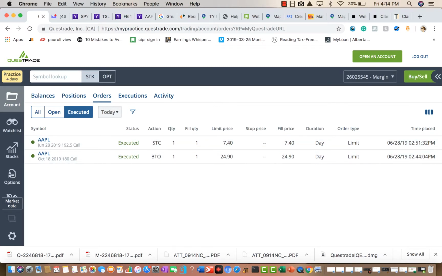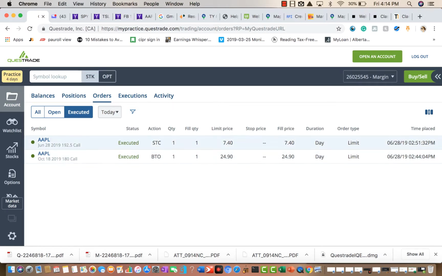Okay, so fill price. When I put in this limit price, it got filled at that price because my broker basically said, okay, that limit price is reasonable, so I'm going to get it filled. Like I said, they're going to accept your request to enter the trade for this price, $24.90.